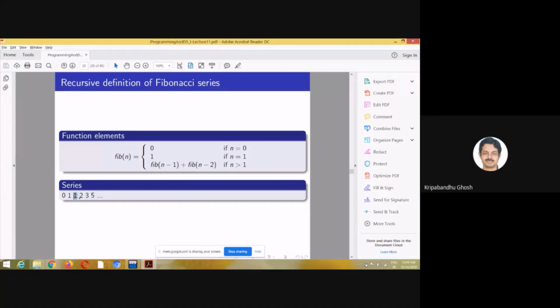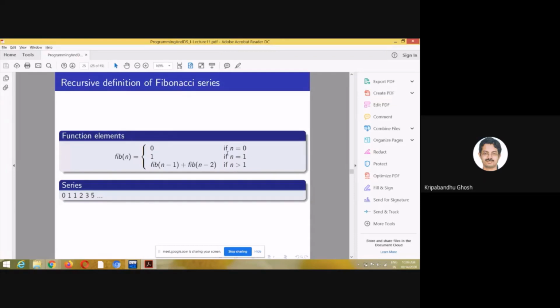So this one is obtained by summing up this 0 and this 1. This 2 is obtained by summing up this 1 and this 1, like this. It goes on. It is an infinite series, and it consists of only non-negative integers.